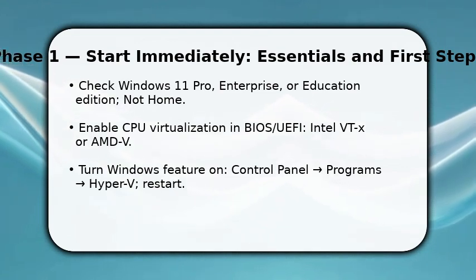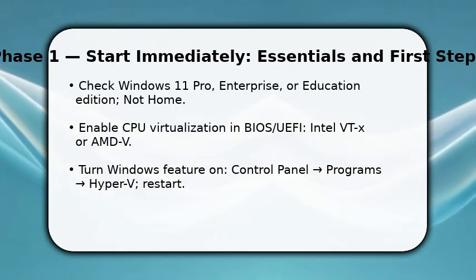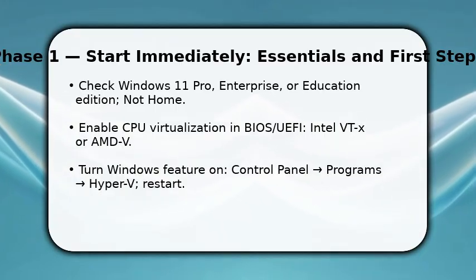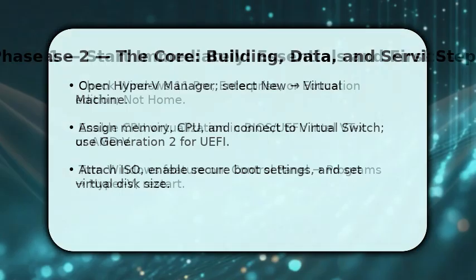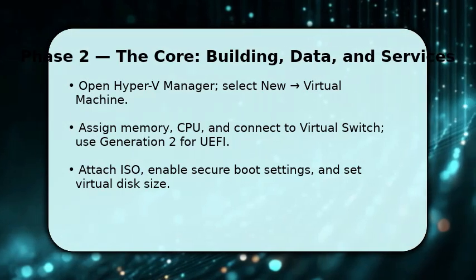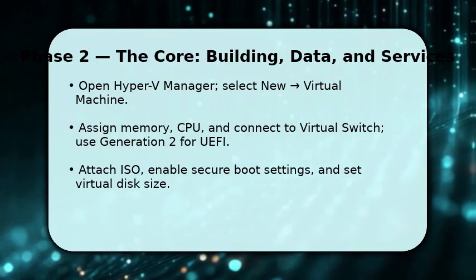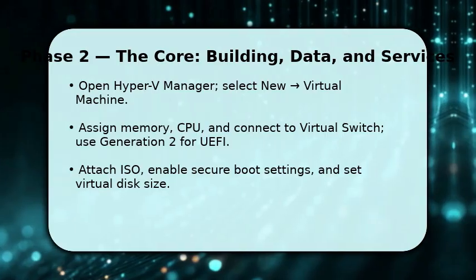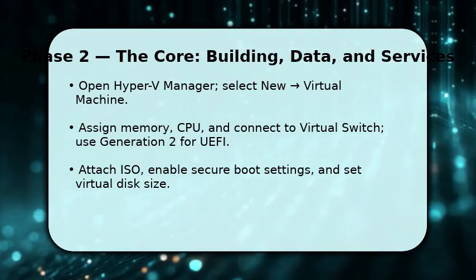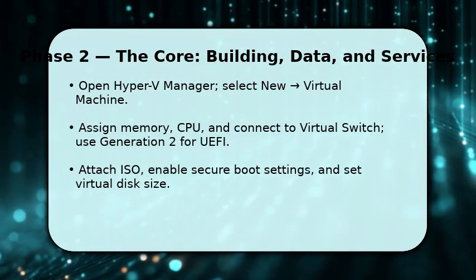Now create your virtual machine in Hyper-V Manager. Click New, then Virtual Machine, and follow the wizard. Choose Generation 2 for UEFI support when installing modern OSes, assign RAM, start with 4096 MB for Windows 11, allocate CPU cores, and create or attach a virtual hard disk with sufficient GB.